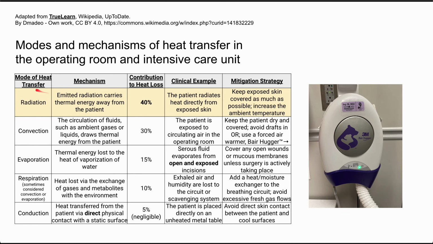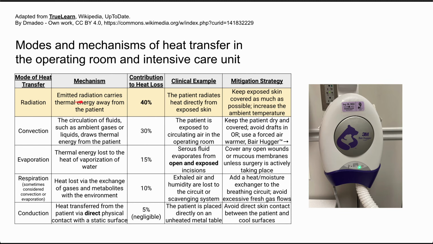We'll list the modes of heat transfer, the mechanisms by which they work, their relative contribution to heat loss compared to the other modes of heat transfer, a clinical example, and the mitigation strategies for each. The first is radiation. Radiation has a plurality here, 40%, the largest contributor of all these modes of heat transfer.